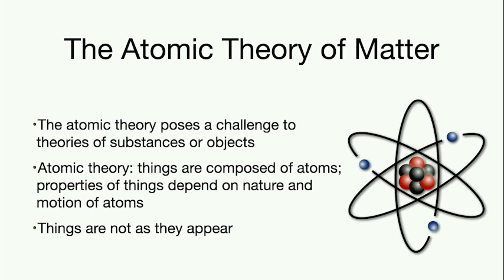The atomic theory, after all, tells us things are composed of atoms. The properties of those things depend on the nature and motion of atoms. So that implies that things are not at all as they appear. But that's a disturbing idea. Things don't necessarily have the qualities they appear to have at all. Take a look, for example, at this sheet of paper.